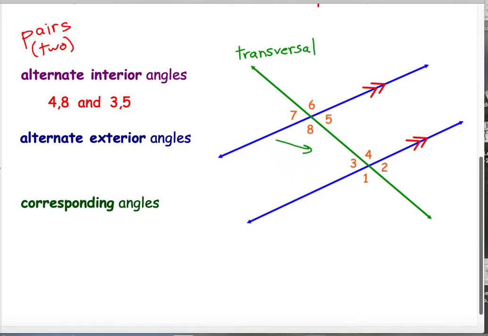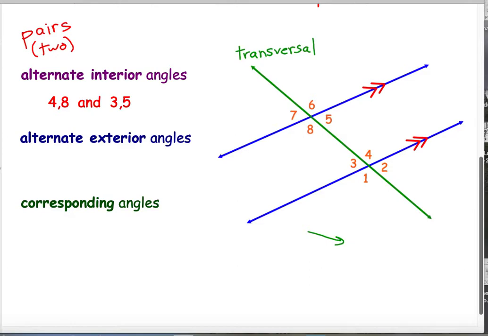Well, we have 2 choices. We could say angle 8 and angle 4. They're between the blue lines, so they're interior. They're on opposite sides of the transversal, so they're alternate. So angle 8 and angle 4 would be an answer. And then also angle 3 and angle 5. Those are alternate interior angles. So we have 2 pairs of alternate interior angles.